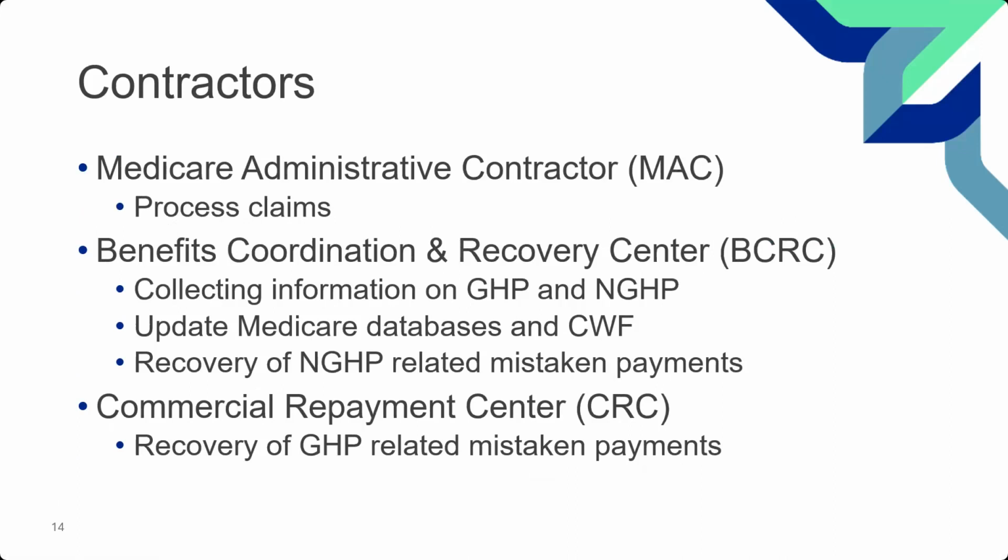We do not keep MSP records updated. We do not have access to those records. That is the job of the Benefits Coordinator and Recovery Center. They handle any activities related to collection, management, and reporting. So if a beneficiary tells you that they no longer have a certain insurance, or if you come across some information showing that entitlement dates are incorrect, those situations will all need to go to the BCRC. Then they handle updating the records. They also handle the recovery of mistaken payments that should have been processed by a liability, no fault, or workers' compensation plan.